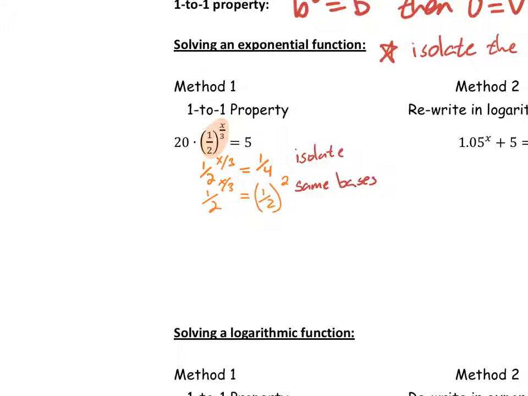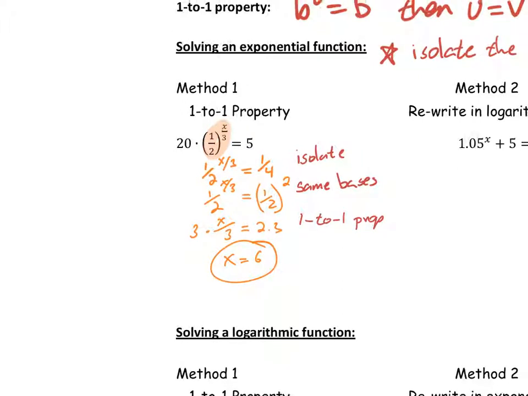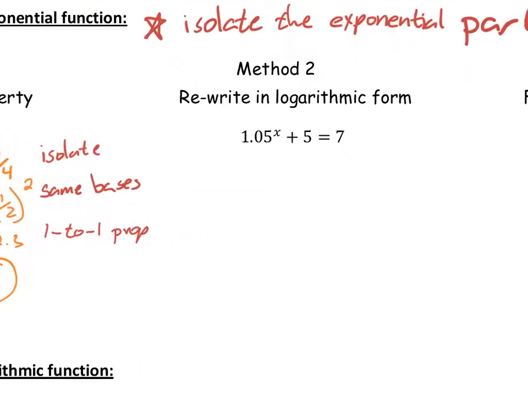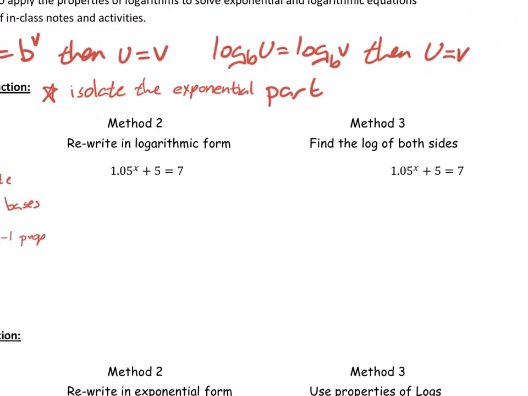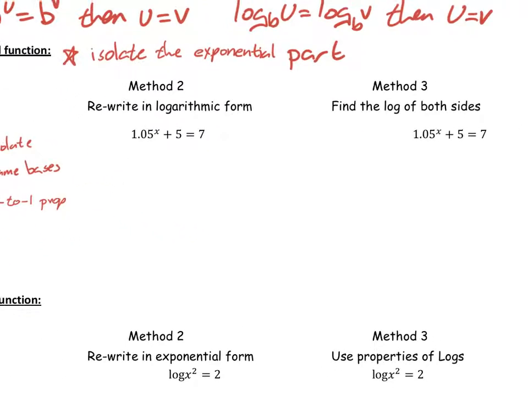Once I've done that, now I can use the one-to-one property. So one-to-one property. So that means that the exponents have to be equal to each other, and then I just solve. So I'm going to multiply by 3 on both sides, and I get x equals 6. Okay, so pretty straightforward. There's going to be times, though, that the one-to-one property is not going to work for us. So we have two different ways of doing the same problem. We've already kind of seen this when we learned the change of base formula.